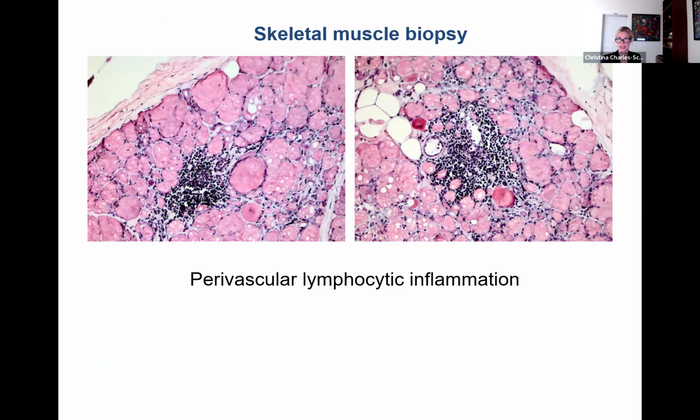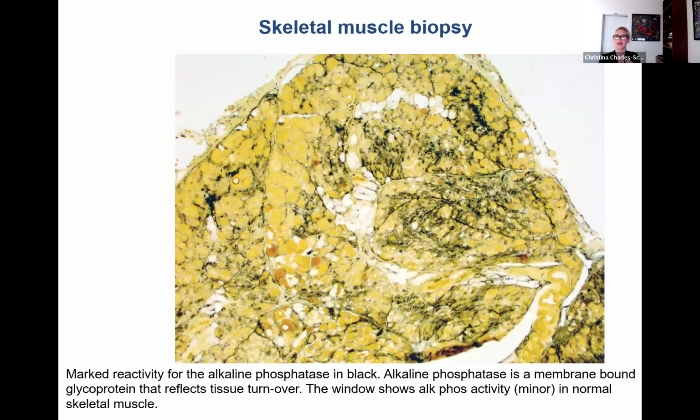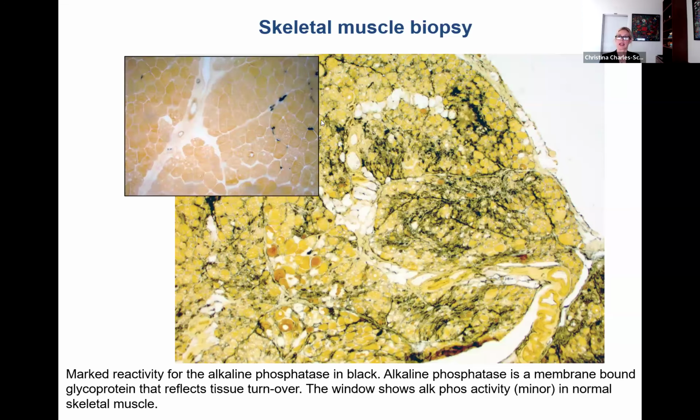So the blood vessels are attacked, dermatomyositis. We see it here in his skeletal muscle. Couldn't be more classic. Okay, this is an ALK Phos stain, diffusely lighting up his muscle. Again, very aggressive, very active disease. So that's just a contrast with the normal muscle.